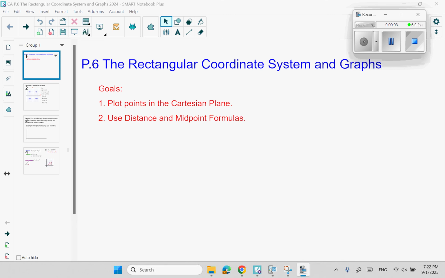And welcome to pre-chapter 1, section 6 for college algebra, the rectangular coordinate system and graphs. So we're going to plot points in the Cartesian plane and talk about the distance and midpoint formulas.